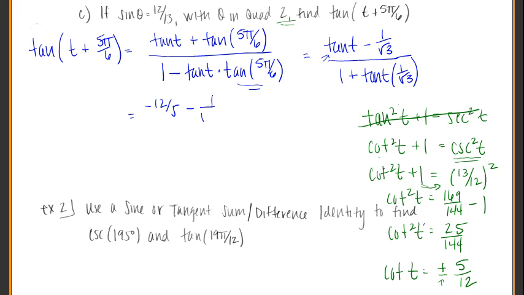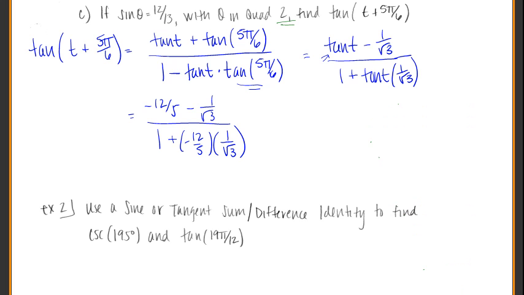Then we have a minus 1 over the square root of 3. Then I have 1 plus a negative 12/5 times 1 over the square root of 3. Working on this some more so we can hopefully clean this up a little better. The top's not looking so fun, but we have negative 12 over 5 minus 1 over the square root of 3. And down here in the denominator we have 1 minus 12 over 5 square roots of 3. Honestly, from here it's just a matter of cleaning this up and doing algebra to make this look good. This is looking really gross right now.